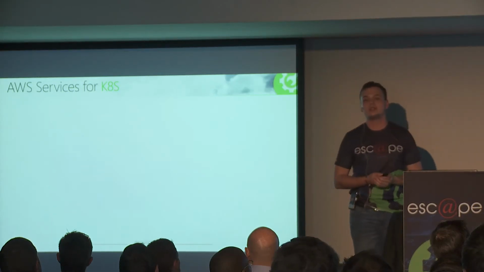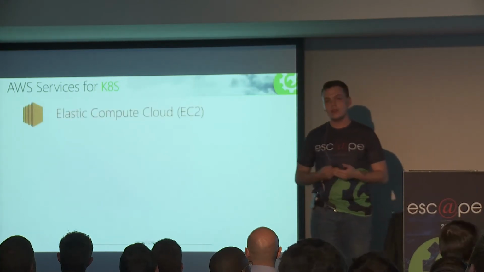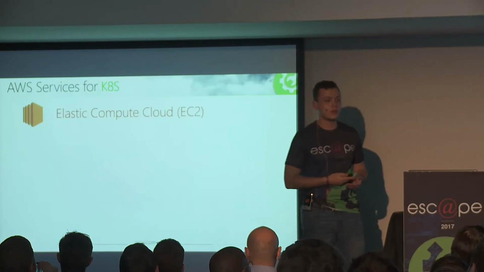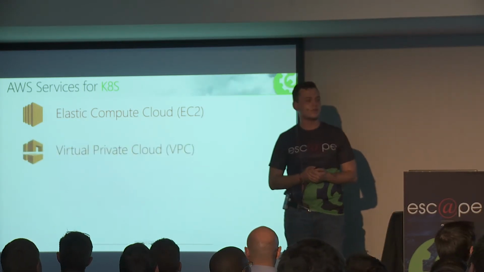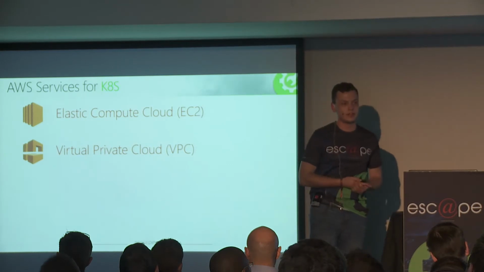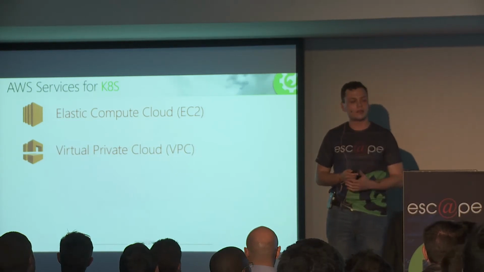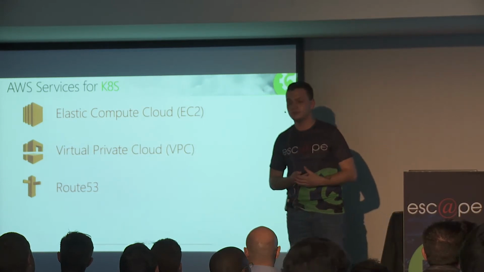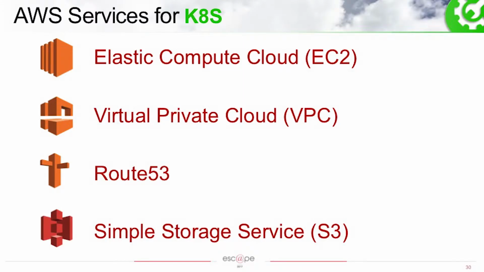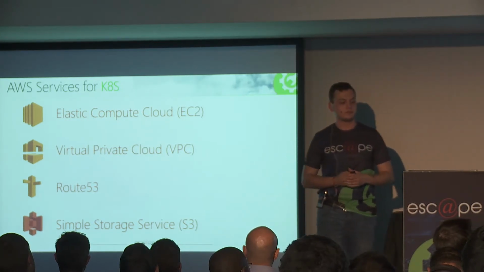So what are the AWS services that we're going to be using to run a Kubernetes application in the AWS cloud? First of which is EC2, or Elastic Compute Cloud, which is essentially the virtual machine offering from Amazon. We'll also be using VPC, or Virtual Private Cloud, which you can see as your own virtual private data center within the AWS cloud. We'll also be using Route 53, which is the managed DNS solution, as well as Simple Storage Service, which is object-based storage that is highly scalable, highly available, and extremely durable within the AWS cloud as well.